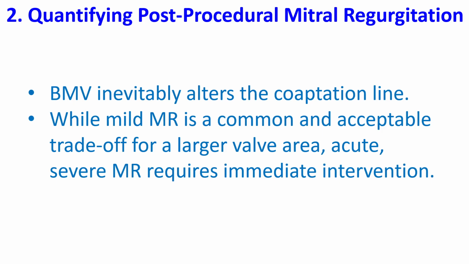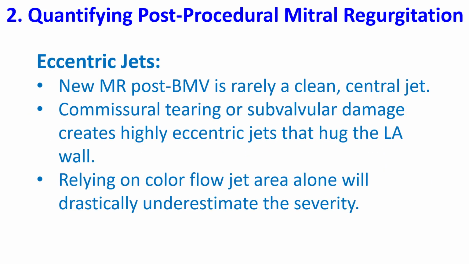Quantifying post-procedural mitral regurgitation. BMV inevitably alters the coaptation line. While mild MR is a common and acceptable trade-off for a larger valve area, acute severe MR requires immediate intervention. Eccentric jets. New MR post-BMV is rarely a clean central jet. Commissural tearing or subvalvular damage creates highly eccentric jets that hug the LA wall. Relying on color flow jet area alone will drastically underestimate the severity.